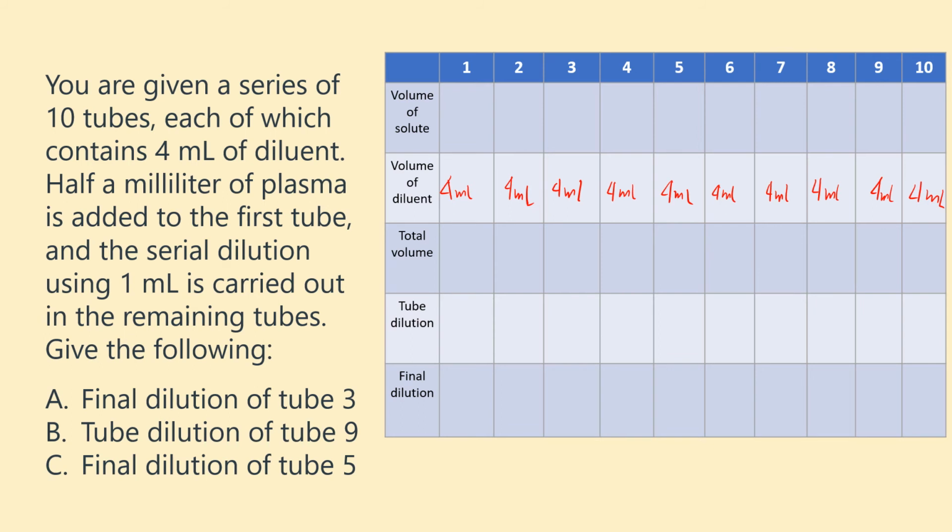Okay. Half a milliliter of plasma is added to the first tube. So that means you have 0.5 ml of plasma as the volume of the solute in the first tube. And the serial dilution using 1 ml is carried out in the remaining tubes. So that means 1 ml from the first tube is to be added to the second tube. So the solute is 1 ml, and that is until the remaining tubes. So you have 1 ml as the volume of the solute of the remaining tubes.